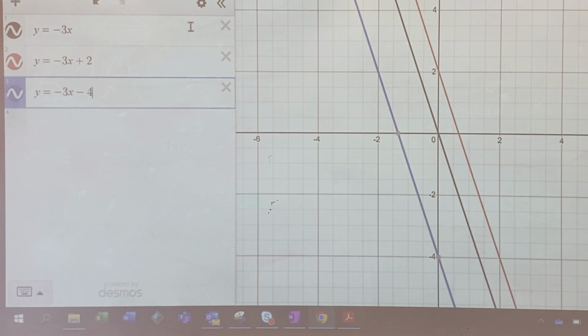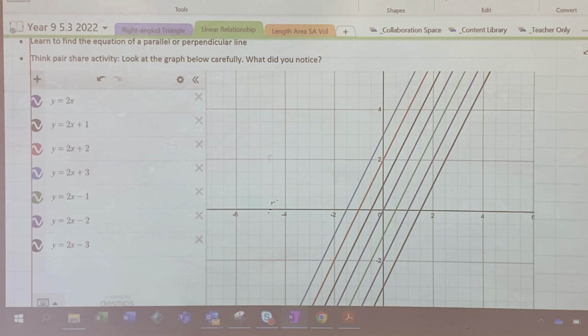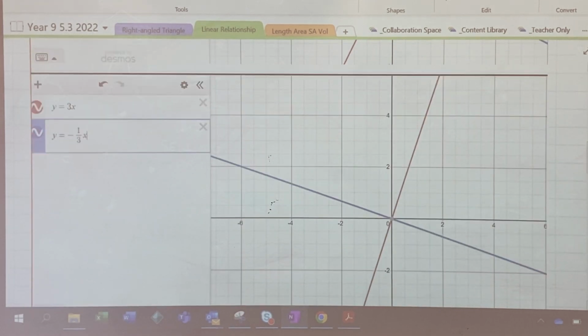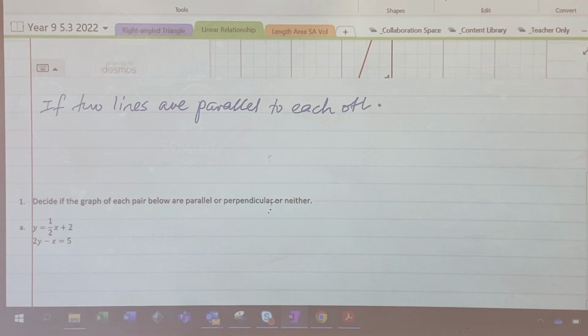Yes? Very good. I'm just putting some screenshots here. That's basically what we said just now. I'm going to write this on OneNote. Can you write this down in your book now? Let's say if two lines are parallel to each other, the gradients are the same.